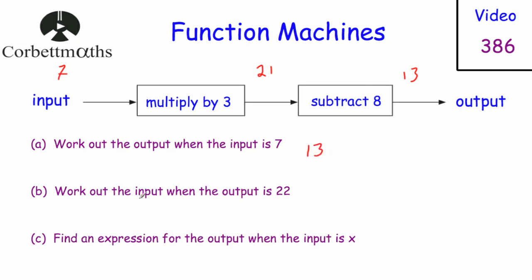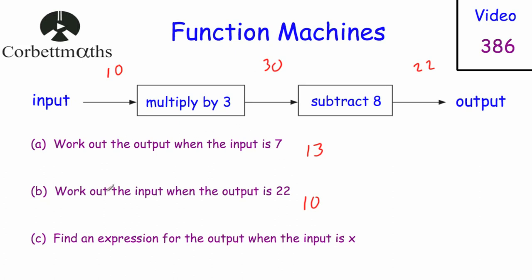Okay, our next part says work out the input if the output is 22. So we've got the output. Well, let's get rid of this working out from our other part. So we've got the output is 22. And then we've got subtract 8. Well, we're going to do the inverse. So we're going the opposite way. So we're going to do 22 plus 8. And 22 plus 8 is 30. And then instead of multiplying by 3, we're going the opposite way. So we're going to divide by 3. And 30 divided by 3 is 10. So our input would be 10 whenever our output is 22. And we can check that. If we had 10 times 3 is 30, subtract 8 is 22.